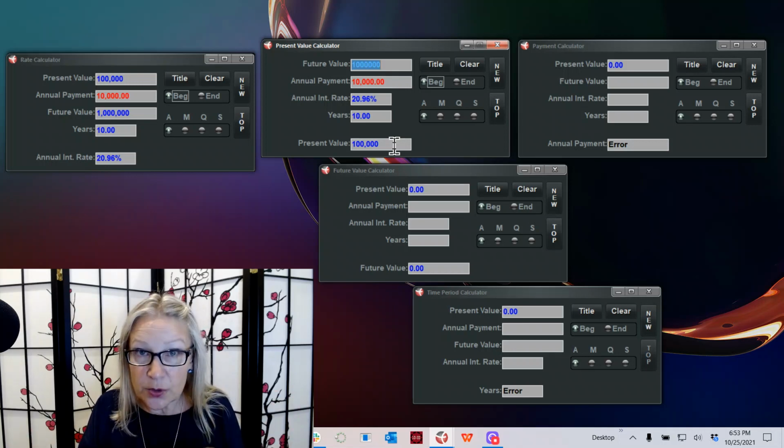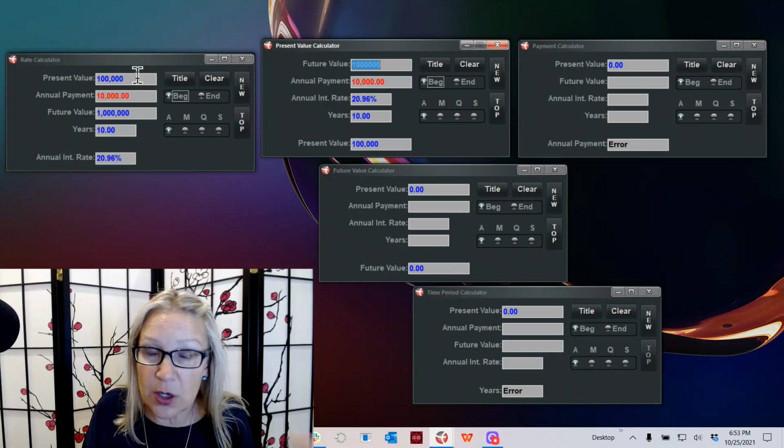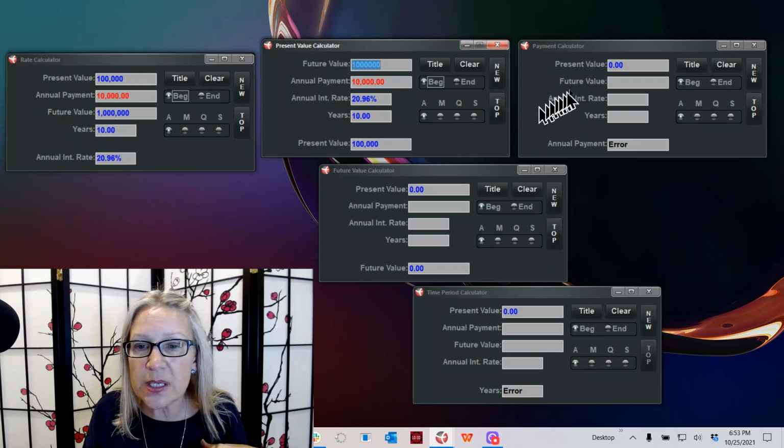It would take $100,000 today to do that. And we knew that from this earlier calculation when we put in the $100,000. All right, so let's keep going.